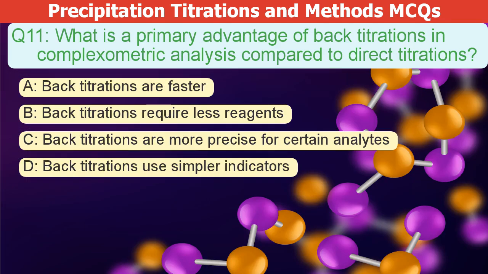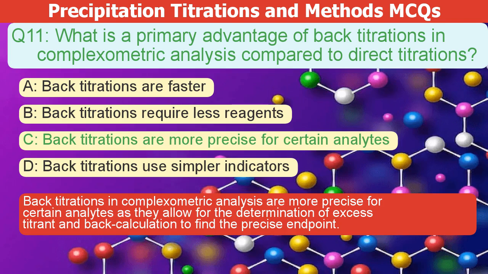What is the primary advantage of back titrations in complexometric analysis compared to direct titrations? A. Back titrations are faster. B. Back titrations require less reagents. C. Back titrations are more precise for certain analytes. D. Back titrations use simpler indicators. The correct answer is C. Back titrations in complexometric analysis are more precise for certain analytes as they allow for the determination of excess titrant and back calculation to find the precise endpoint.